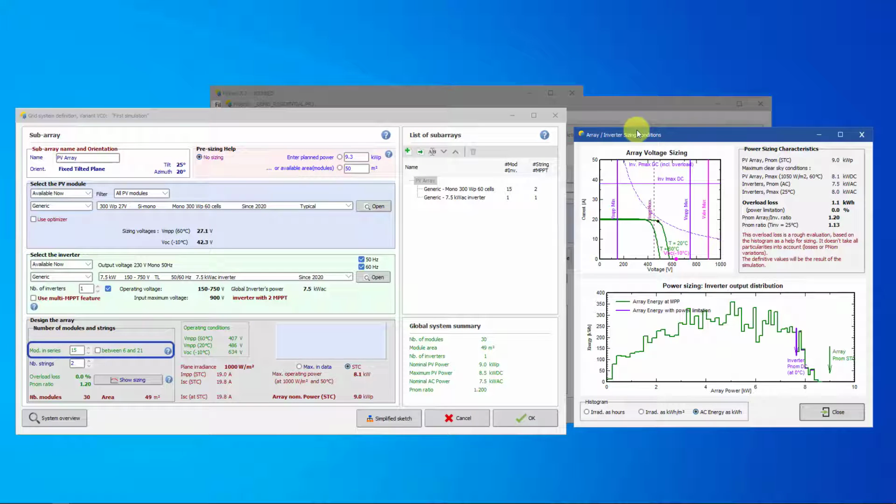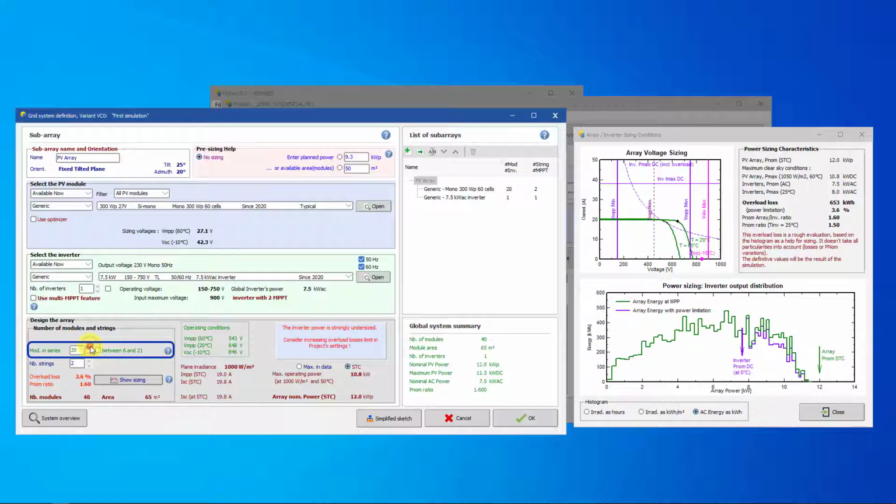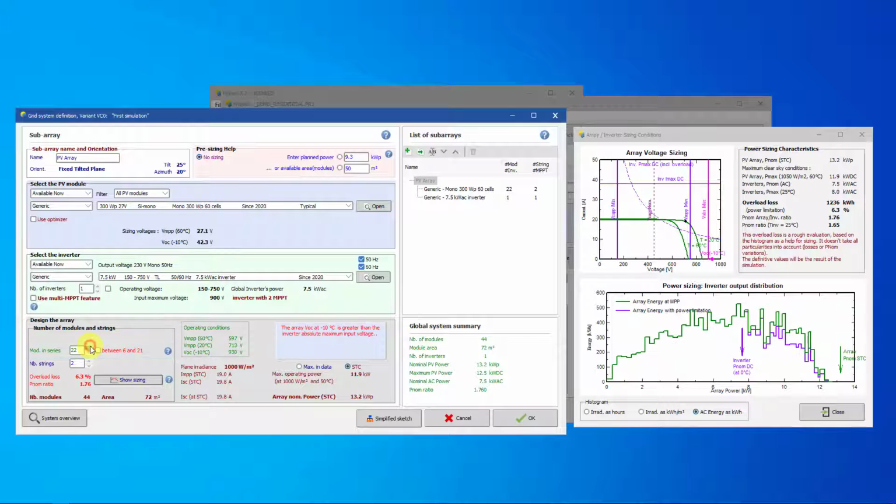Change the number of modules in series to see how the curves change with respect to the limitations. Notice that PVsyst proposes limits for the number of modules in series. Here, the limits are between 6 and 21. If you exceed these limits, you can see that one of the design rules described before has been broken.